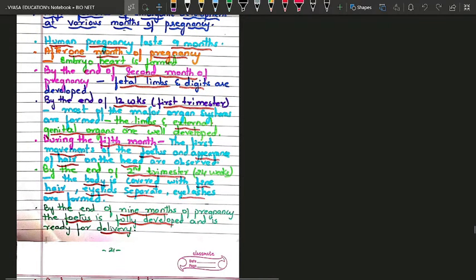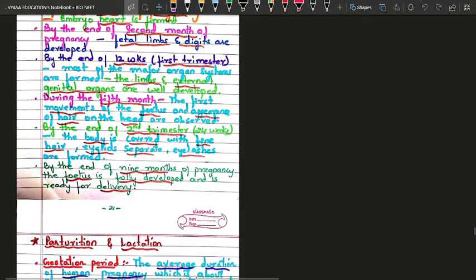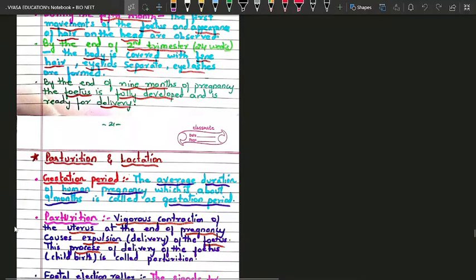By the end of the 9th month of pregnancy, the fetus is fully developed and is ready for delivery. Next is parturition and lactation.